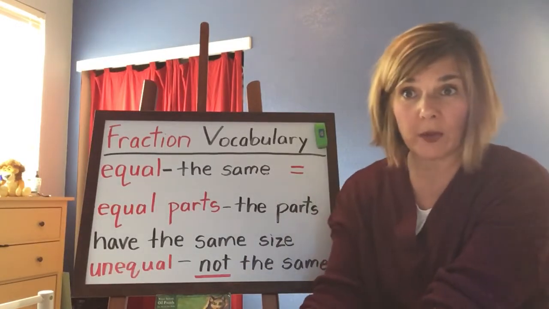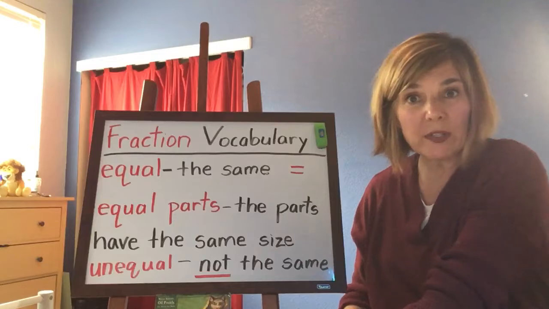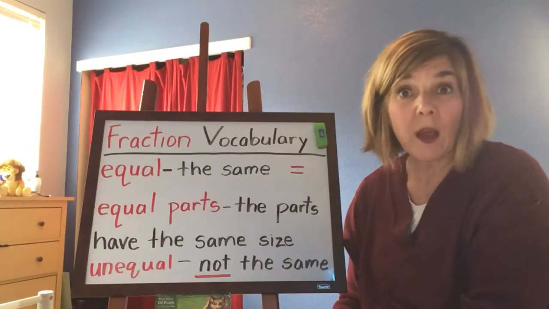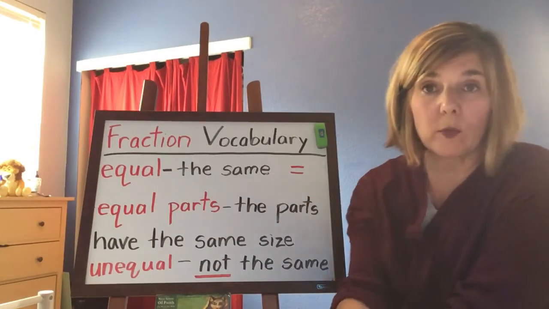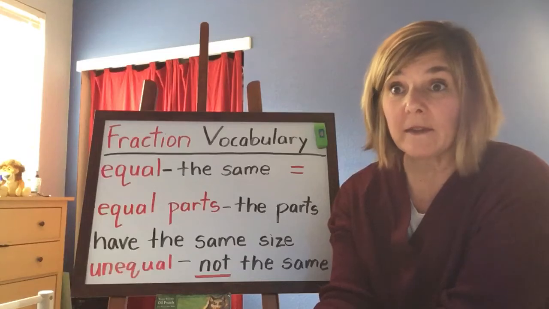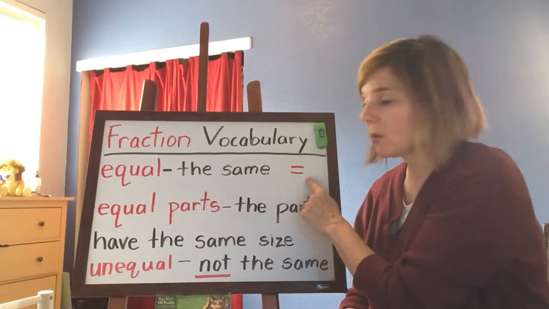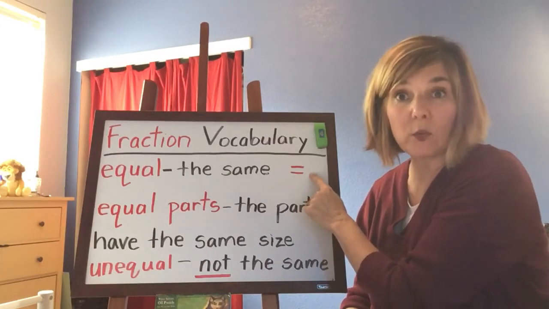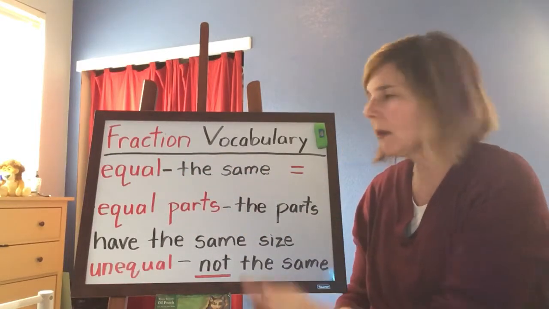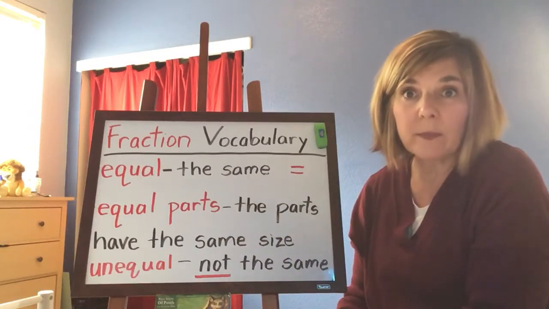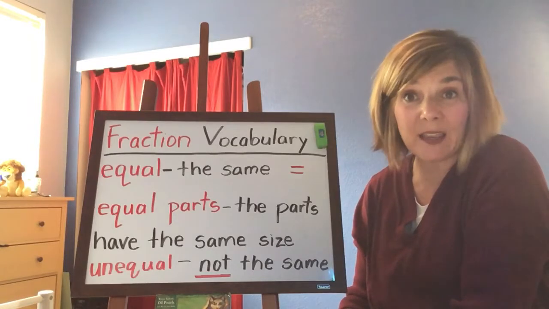So let's look at our math vocabulary right now. Equal. What does equal mean? The same. I also use this math symbol to say that something is equal. Remember when we say 5 plus 5 equals 10? We don't spell the word equal, we use the symbol. So when you see my symbol for equal today, remember, it's the word equal. Now what does equal mean? The same. 5 plus 5 equals 10 because 5 plus 5 is the same as 10.